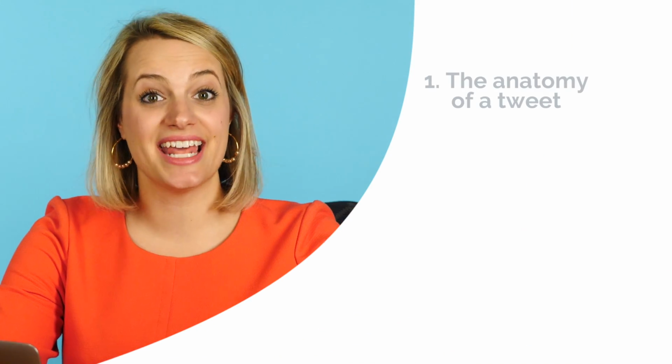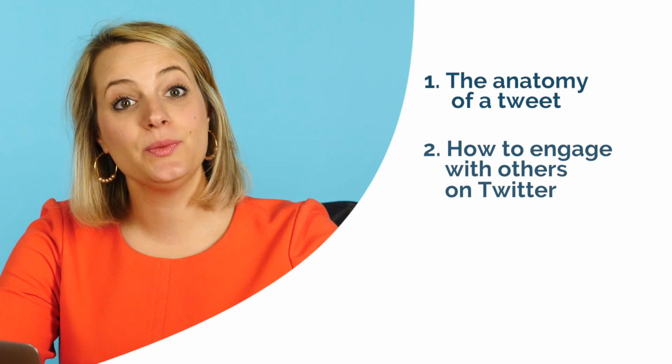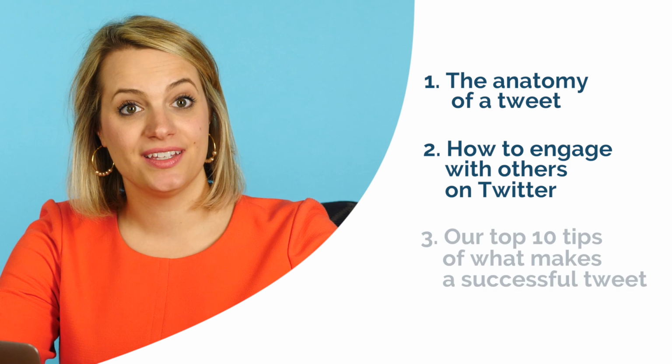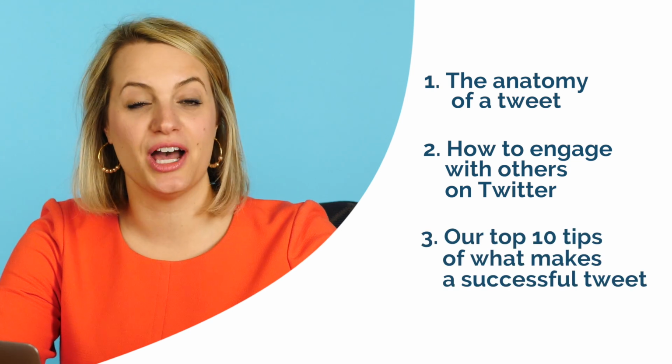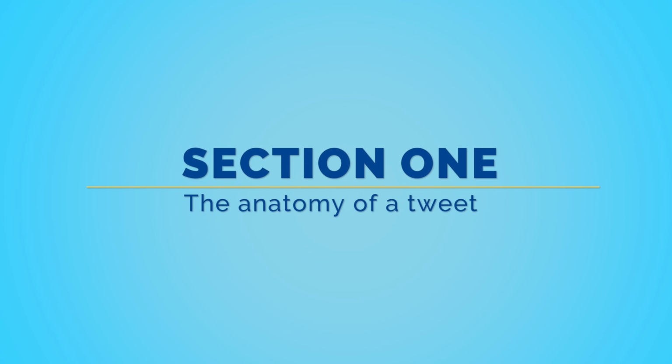Each tweet is 140 characters or less. Tweeting is how you post onto your profile, share your ideas, and interact with other Twitter users. Today, we're going to walk through three major sections: the anatomy of a tweet, how to engage with others on Twitter, and our top 10 tips of what makes a successful tweet. Feel free to follow along with this video, and press pause at any time if you need more time to follow the prompts. Section 1, the anatomy of a tweet.